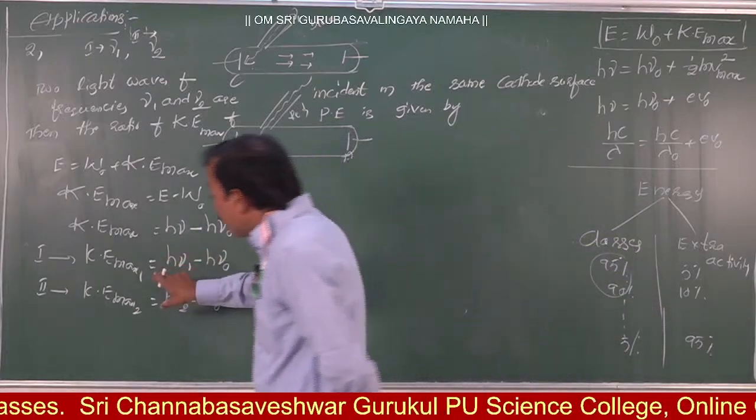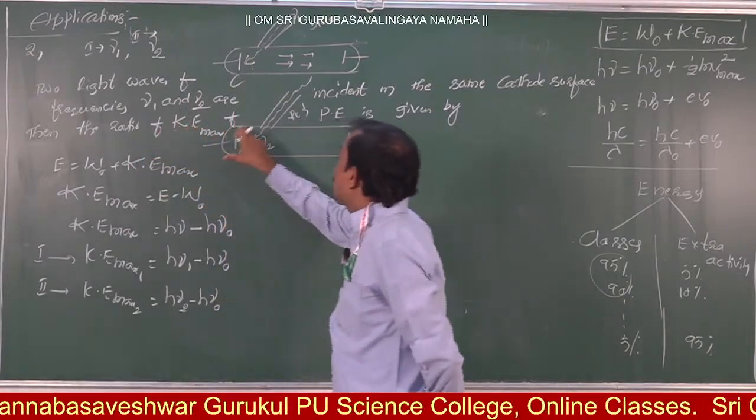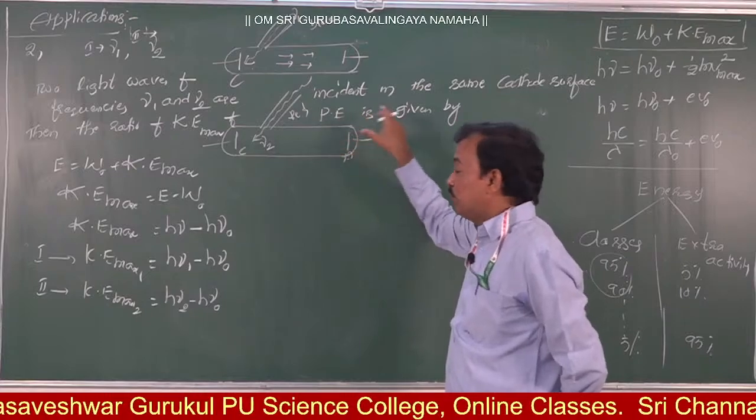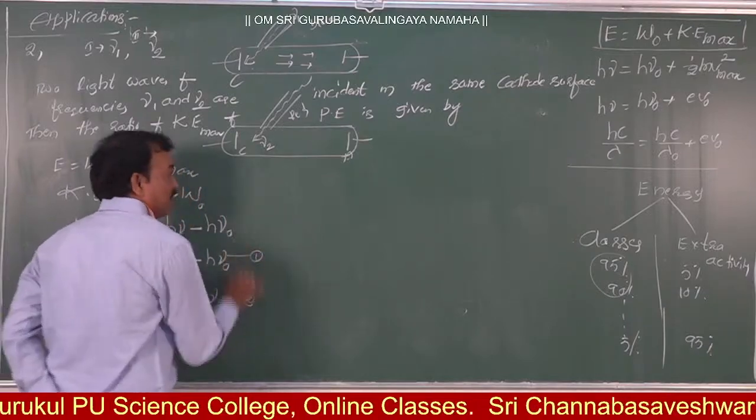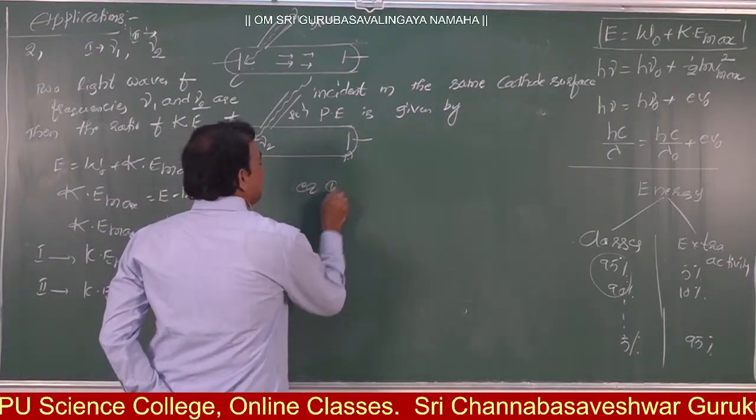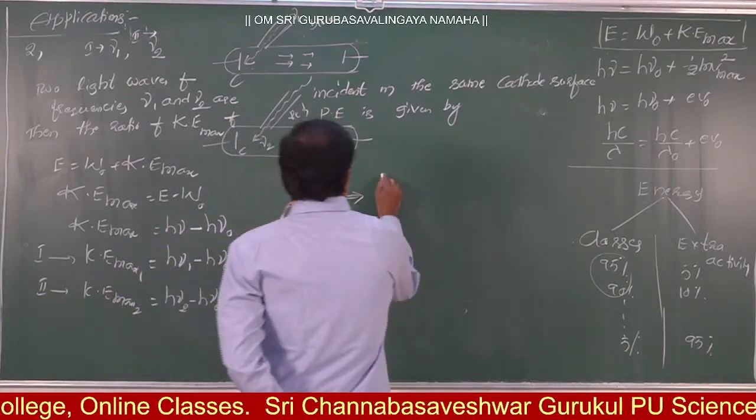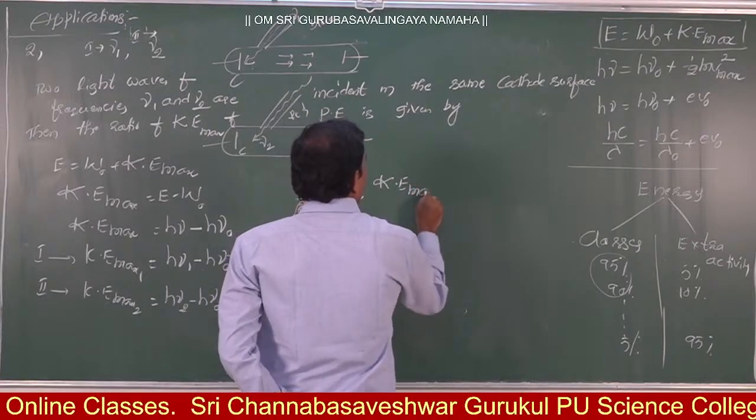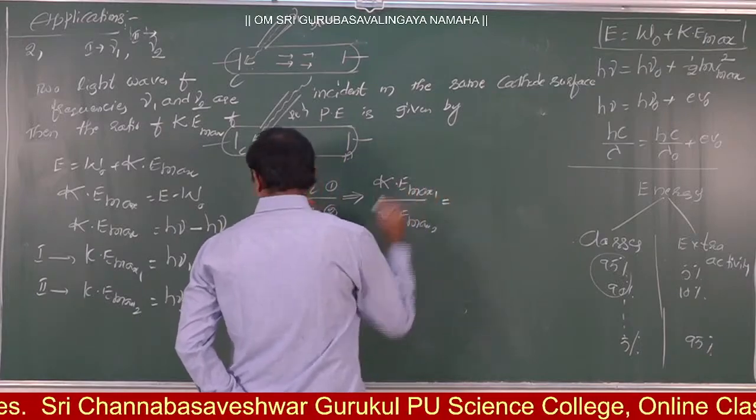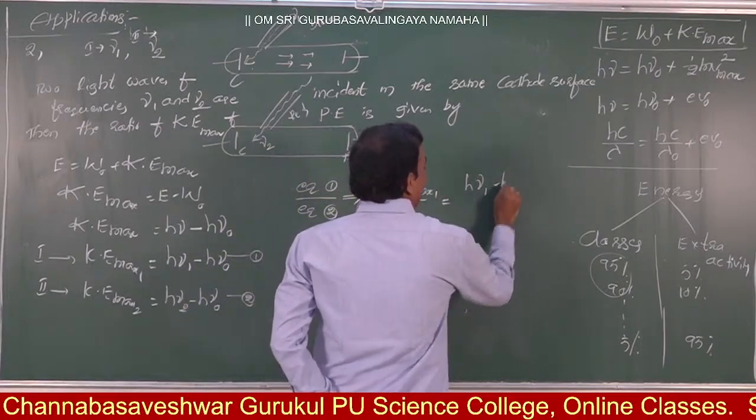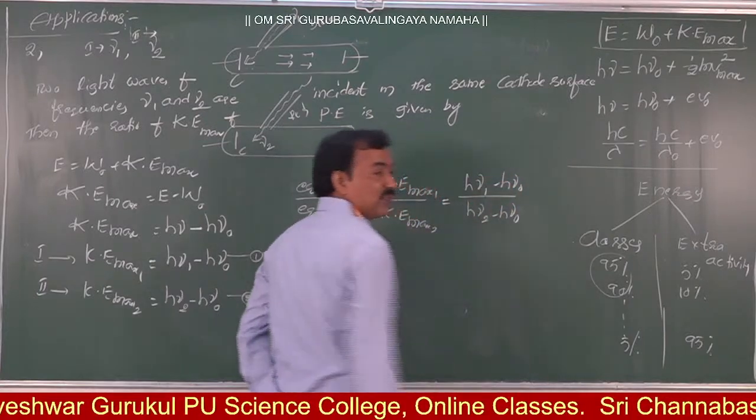Okay. But again, you have to calculate the ratio of the maximum kinetic energy of these photoelectrons. This is equation 1 and this is equation 2. Now dividing equation 1 by equation 2, KE max 1 by KE max 2 is equal to hν1 minus hν0 by hν2 minus hν0. Any simplification here?